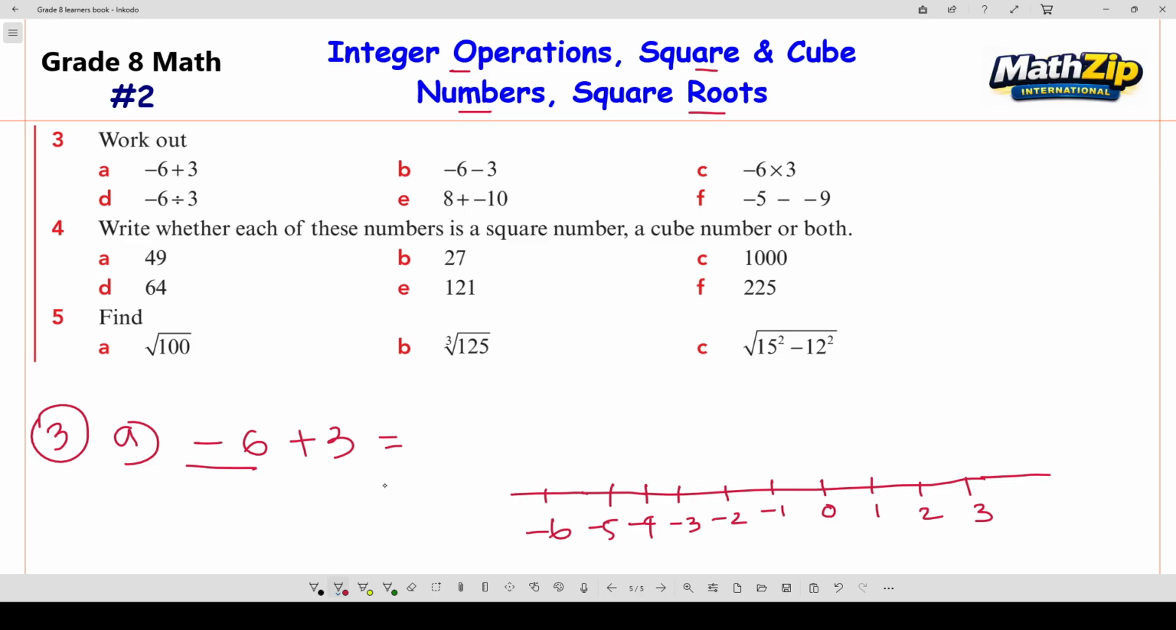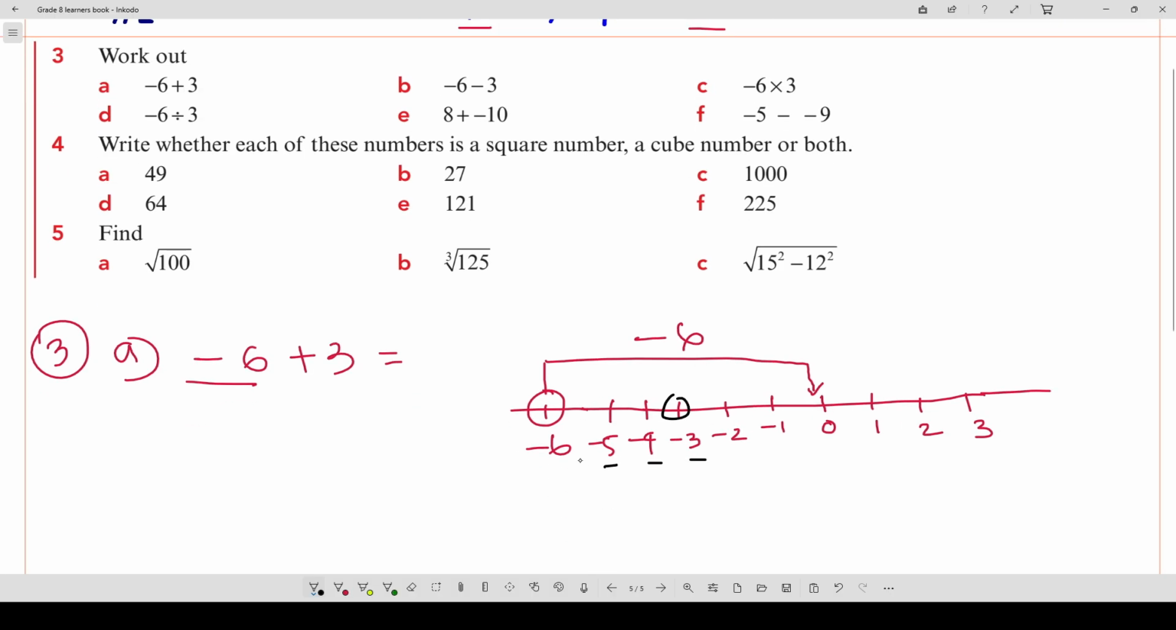So first here is -6. From 0 to here is -6, right? This is -6 and we will add +3. So 1, 2, 3. So here is +3. It means -6 to -3. This one is our actual answer, which is -3, because the left side is considered minus. So -6 plus 3 equals -3.